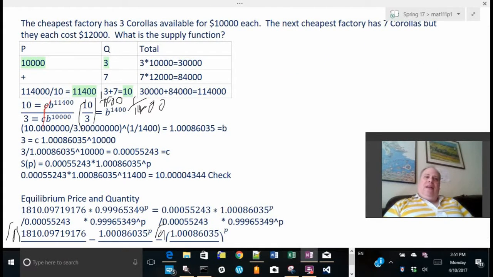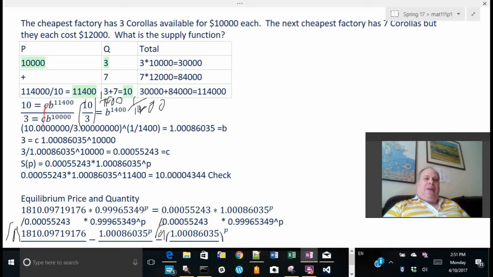So we're dealing with the corollas again, but this time I'm telling you about buying the corollas from suppliers. Now, it's a little bit different because when we're selling, we're the only ones we're considering selling. When we're buying, we buy from several suppliers. We go to the cheapest supplier and buy them out. And so the cheapest supplier has 3 corollas for $10,000 each in this problem.